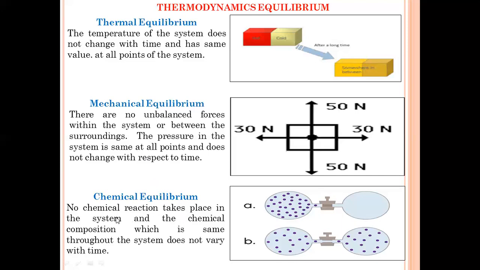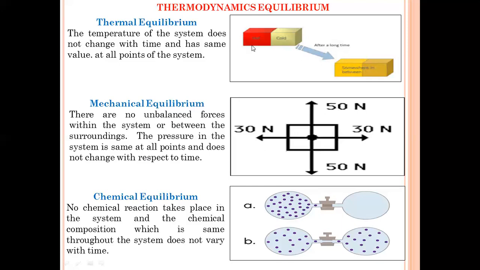In chemical equilibrium, no chemical reaction takes place in the system, and the chemical composition is the same throughout the system and does not vary with time. Then the system is said to be in chemical equilibrium. From these sketches, we can learn the concept of thermal equilibrium, mechanical equilibrium, and chemical equilibrium.